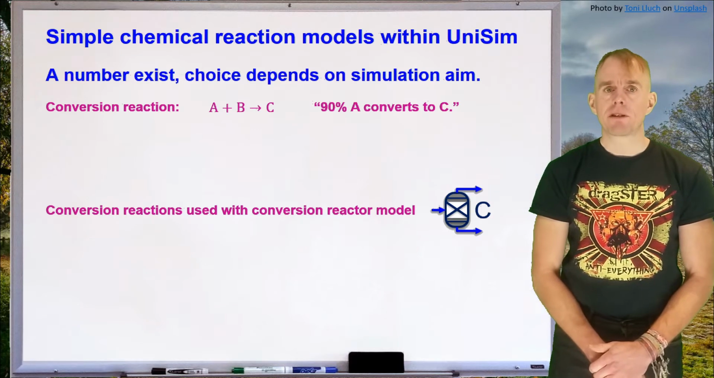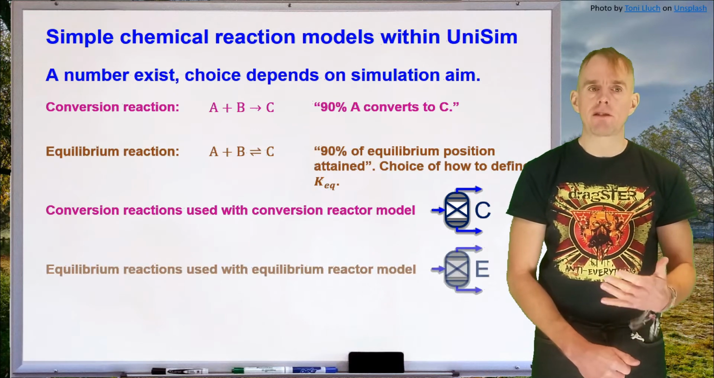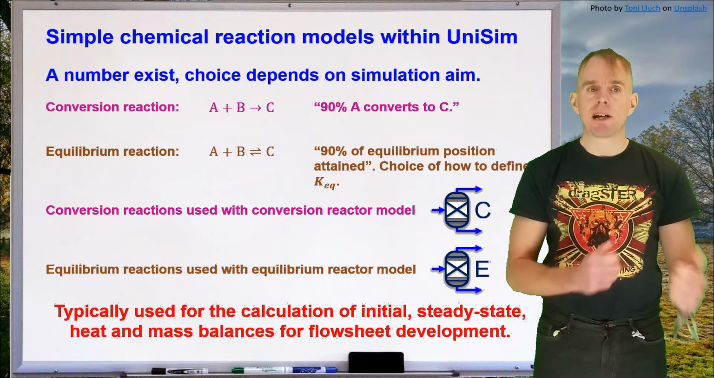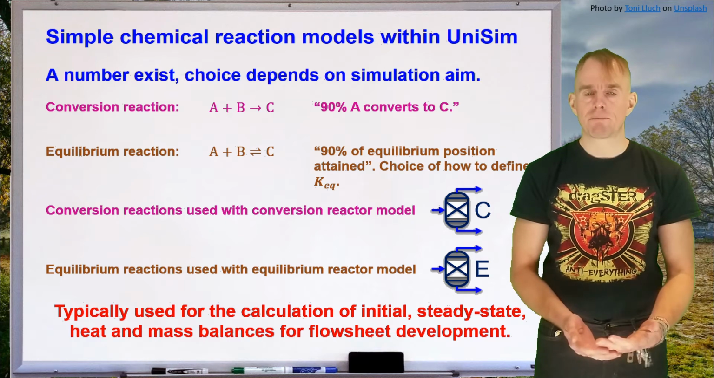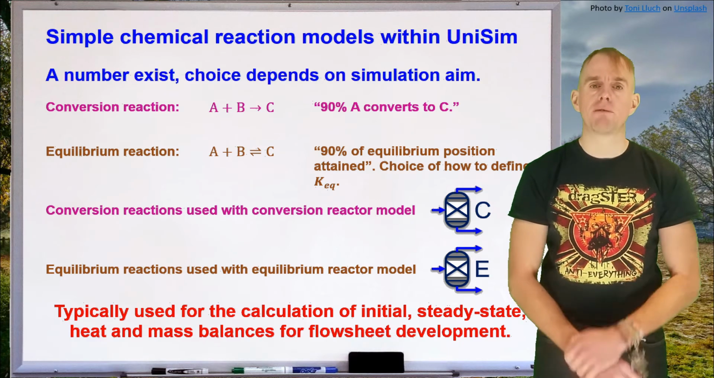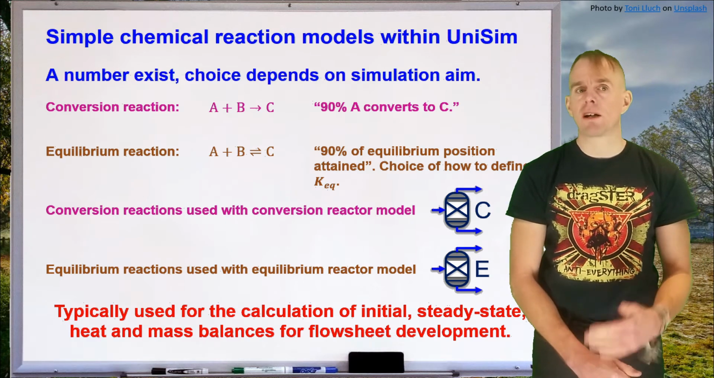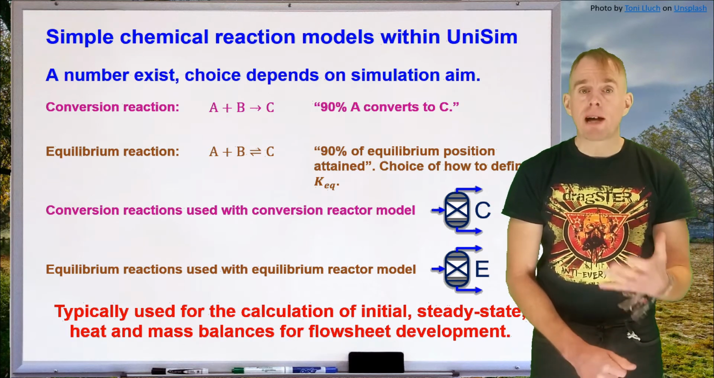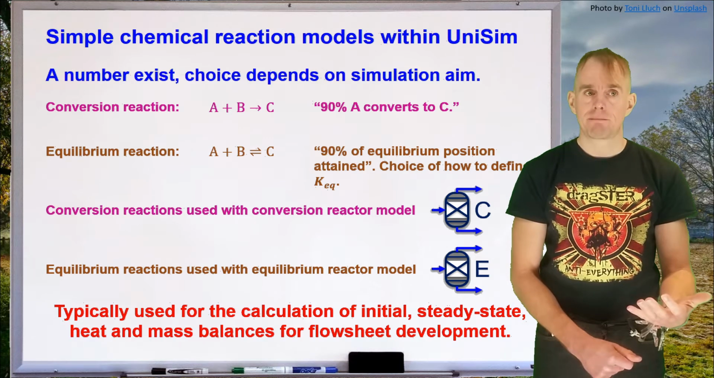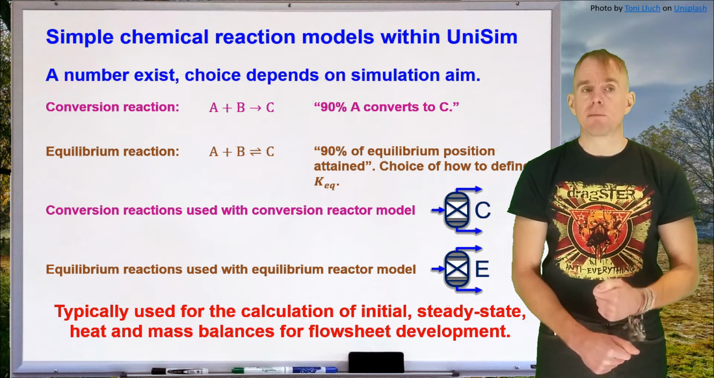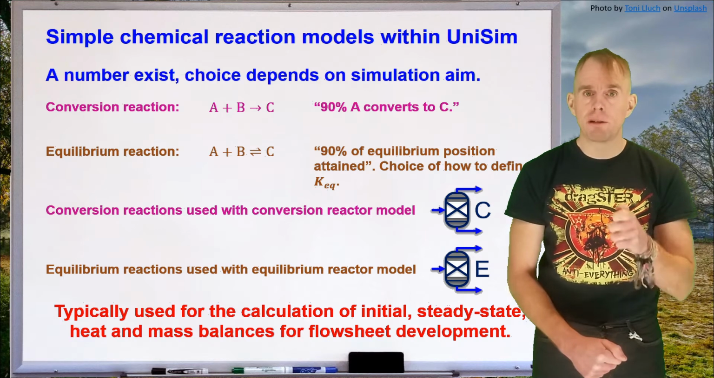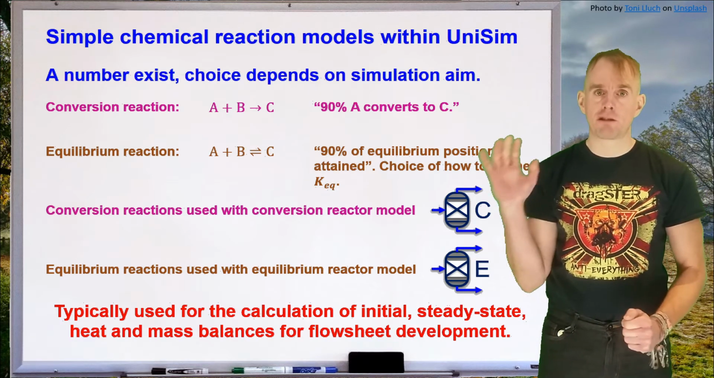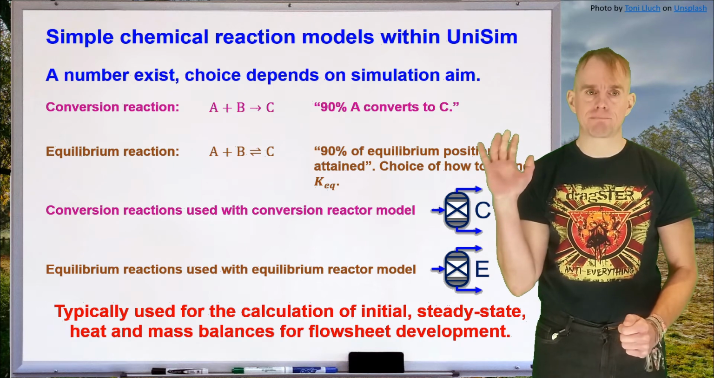Now, sometimes a conversion isn't necessarily correct. What you have is an equilibria, and you can have an equilibrium reaction. A reacting with B forms an equilibrium with C. And the data that you can give the equilibrium reaction is something along the lines of 90% of the equilibrium position is attained, and then you've got a choice of how to define the equilibrium constant. Likewise, an equilibrium reaction, much as a conversion reaction, has to be used with its own specific reactor type. So an equilibrium reaction has to be used with an equilibrium reactor.